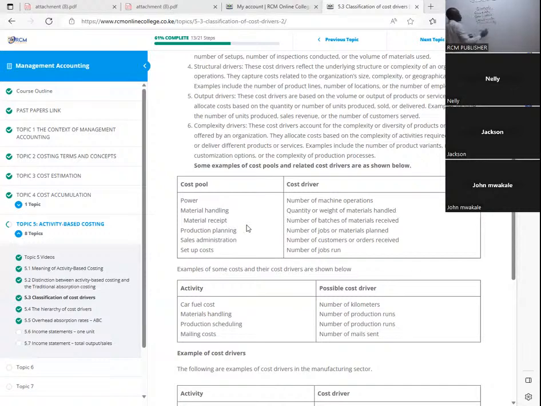So this one here is what we call the cost pool, as you are able to see on my screen. And then this cost pool now are what are attached to the cost or the expenses that we incurred, the overheads. I have rent and rates of 5,000. I have 1,200. I have 15,000. I have 8,000.